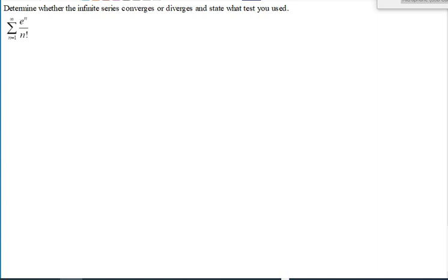It says determine whether the infinite series converges or diverges and state what test you used. The root test would work fine on the e to the n, but not really well on this, because the whole thing isn't raised to some exponent of n. A good clue for when to use the ratio test is that it tends to work really well in problems with factorials, like we have n factorial in the denominator here. So let's try the ratio test on this one.